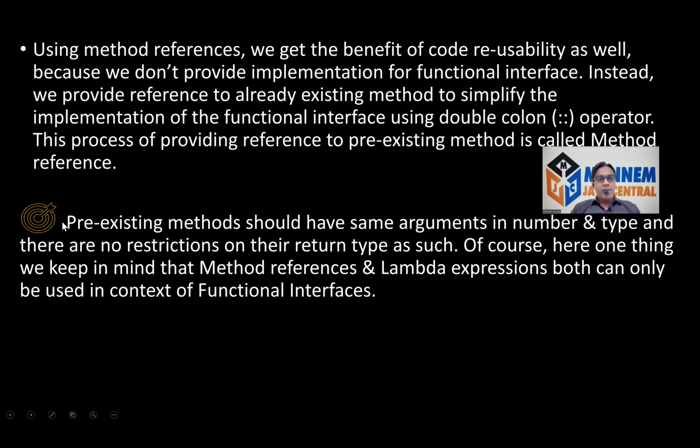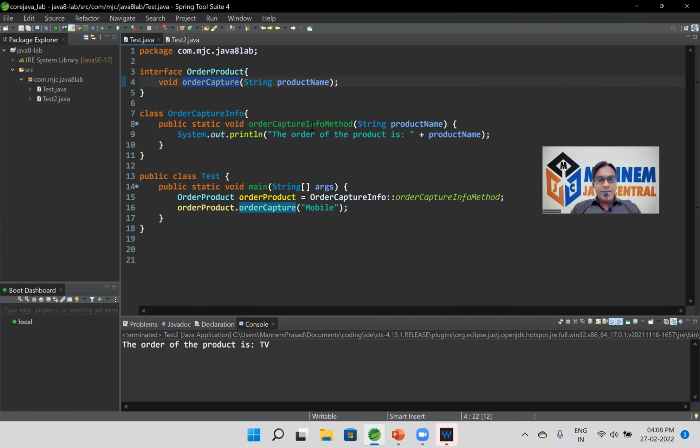There is one key point we have to keep in mind. The pre-existing method should have the same arguments in number and type, and there are no restrictions on the return type as such. What I am saying is that this referencing method is just a blueprint of the signature of the abstract method present in the functional interface.